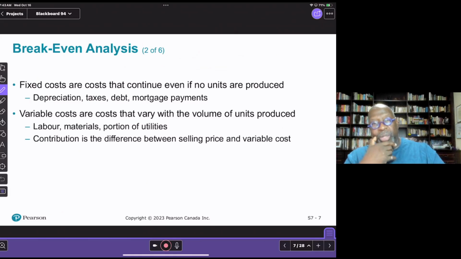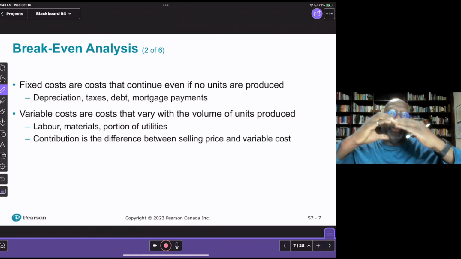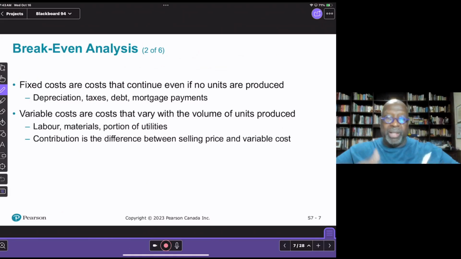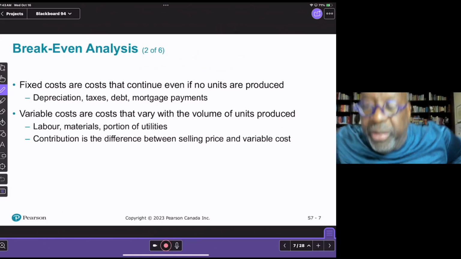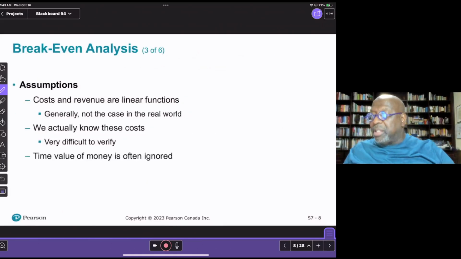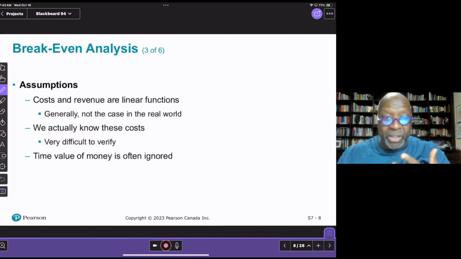Contribution is the difference between the selling price and the variable cost. So the contribution, or your gross margin, if you wish, is what will help you recoup the cost. And when you have sold a sufficient amount to recoup that cost, after that it becomes profit. Okay, so let us look at some assumptions in doing break-even analysis. Costs and revenues are linear functions, generally not the case in the real world. We actually know these costs, which is very difficult to verify, and the time value of money is often ignored by this particular process.